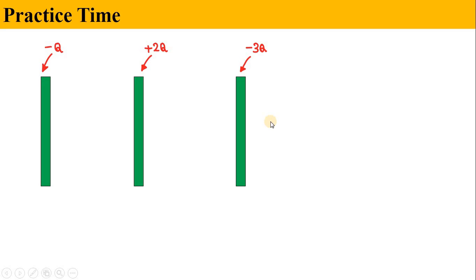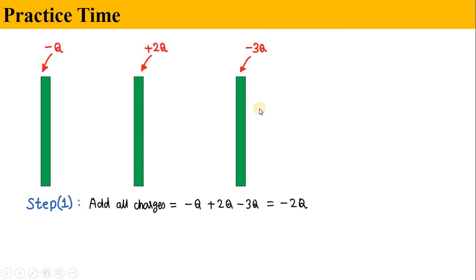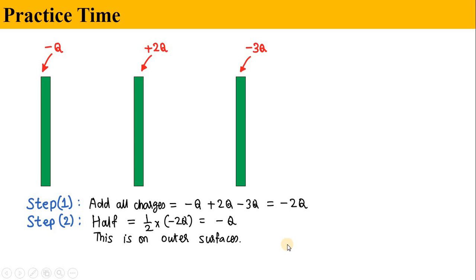So as you know, step number 1, what we should do? We must add all these charges. We should find the total charge given to the system and then half it. So first add all the charges, minus q plus 2q and minus 3q. Let's add, we get minus 2q. Second step, half it. Half of minus 2q is minus q. So this minus q charge will appear on the outer surface here and here. So this is the charge on the outer surface, minus q, and here also minus q.